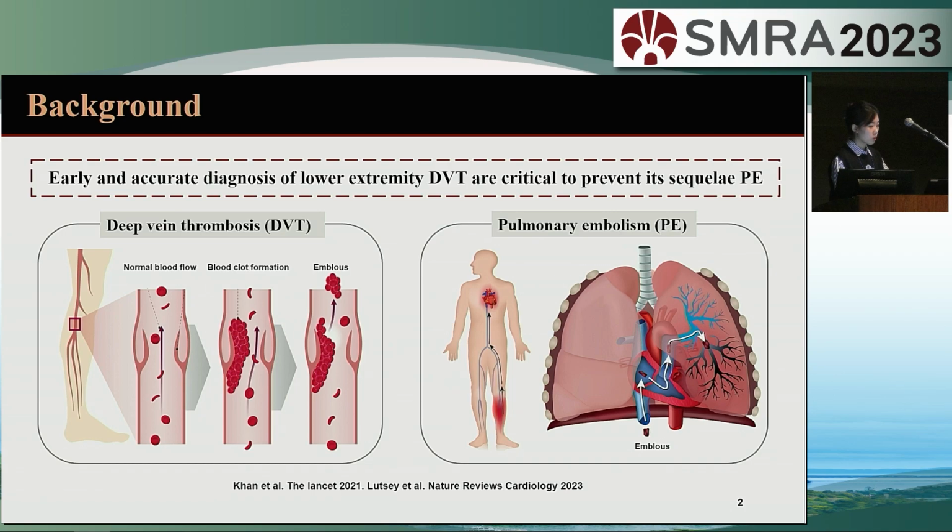Deep vein thrombosis is a common venous disease caused by the abnormal coagulation of the blood in the deep veins of the lower extremities. When spontaneous thrombolysis and subsequent thrombus migration into the pulmonary circulation occur, it can lead to a potentially life-threatening complication, pulmonary embolism. So early and accurate diagnosis of lower extremity DVT is crucial to prevent severe PE.